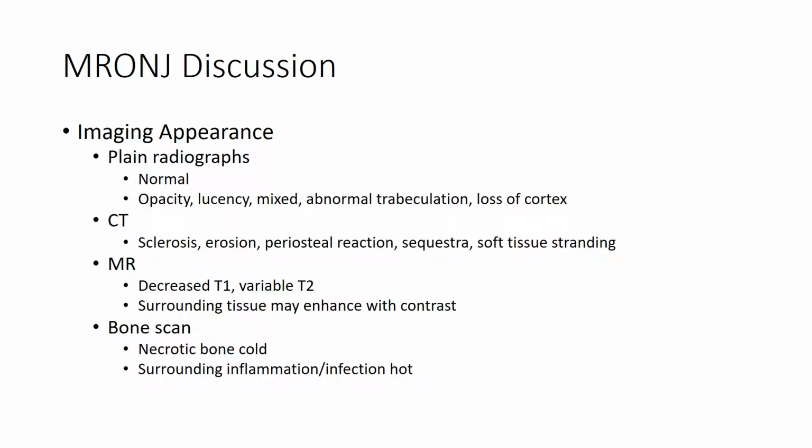The MR appearance is somewhat variable. The sclerotic areas are decreased in intensity on T1, and the T2 is variable depending on how much edema is present. And the surrounding tissue may enhance with contrast, particularly in the setting of infection. The bone scan may be hot or cold. The necrotic bone itself is avascular and will be cold, but the surrounding inflammation and infection will be hot.